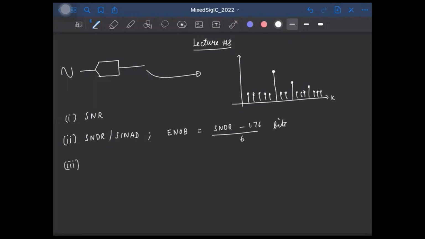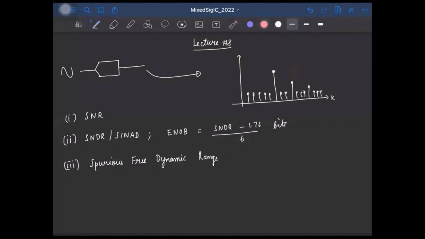So let's now see a couple of other metrics. So one is called the spurious-free dynamic range. So this says how much is the highest spurious tone, that is any tone besides the desired input tone. Okay, so here this is the desired input tone. So any tone beside the required input tone is a spurious tone, and the spurious-free dynamic range says how much this highest spurious tone is lower than the input tone by, right?